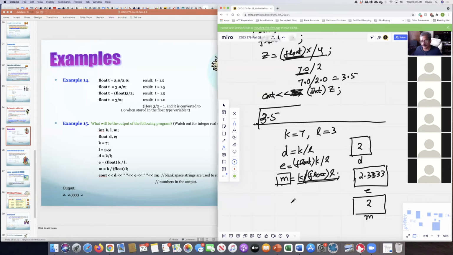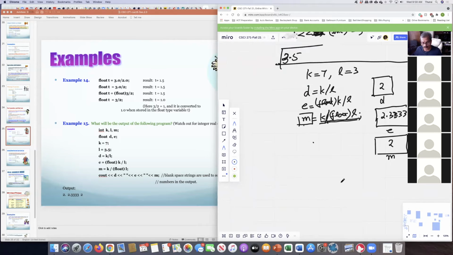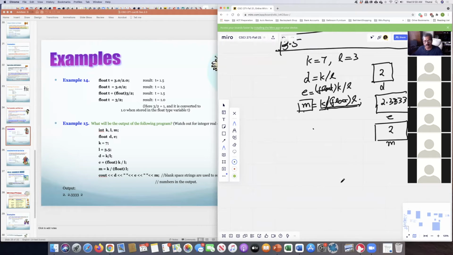Now remember, if the problem asks you to write the output exactly as it will appear on the screen, then you should write exactly as it will appear on the screen, nothing else. So the output will be exactly what this cout will be printing. Cout D space E space M. So that'll be 2, and then a space, and then 2.333, and then a space, and then another 2. The value of M is also 2. So that's how you show the output.